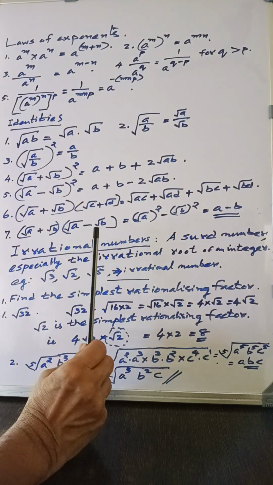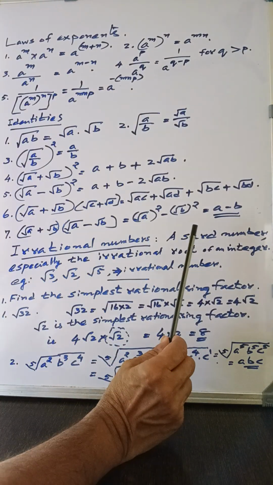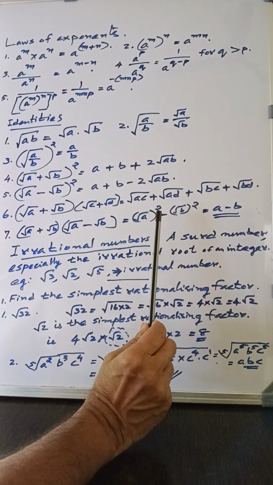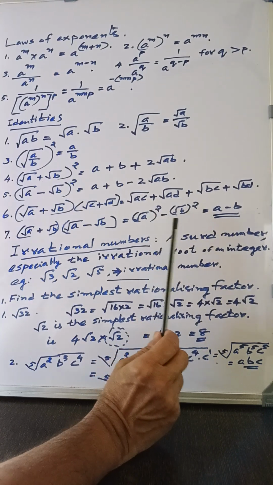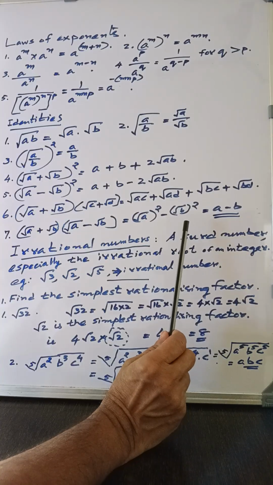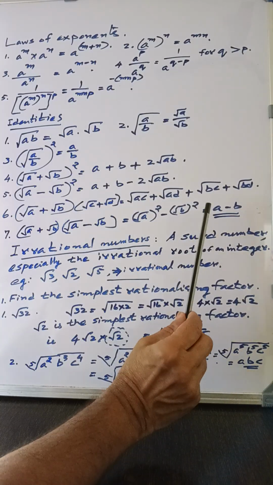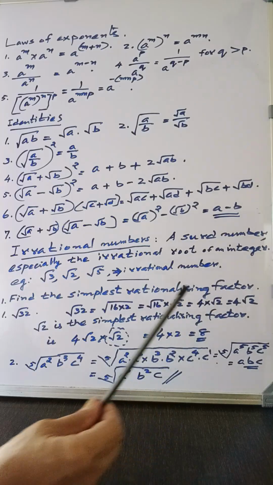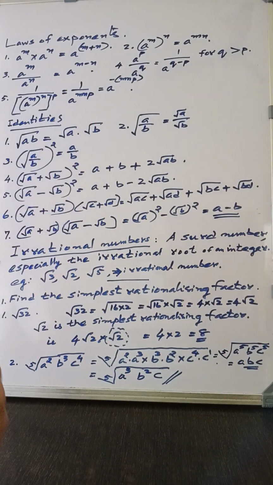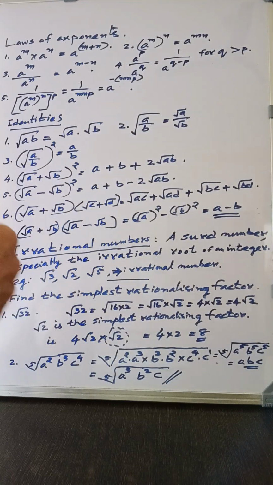Next, (A + B)(A − B) is A square minus B square. A raised to 1 by 2, the whole raised to 2: 1 by 2 into 2 gives 1. B raised to 1 by 2 into 2 gives B raised to 1. That is A minus B. Therefore, I think these identities are so familiar to you.